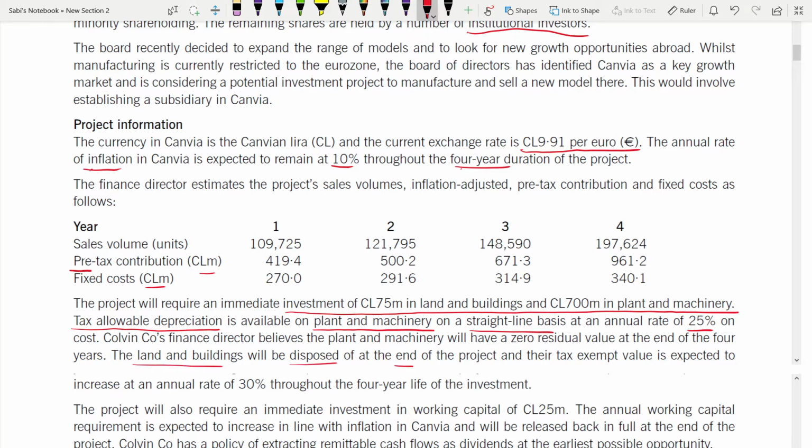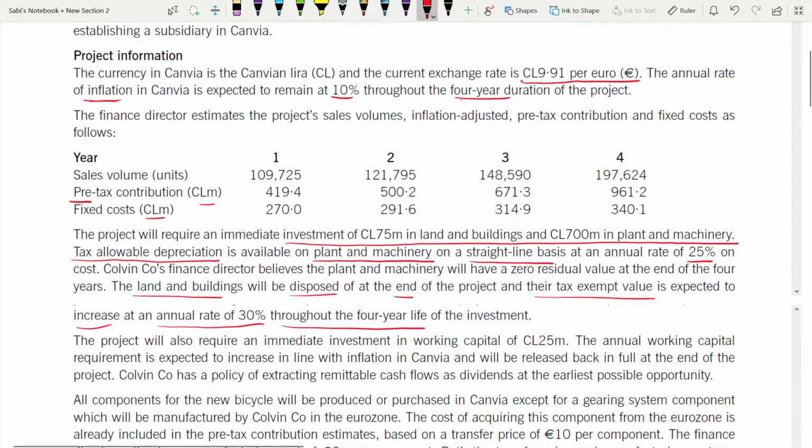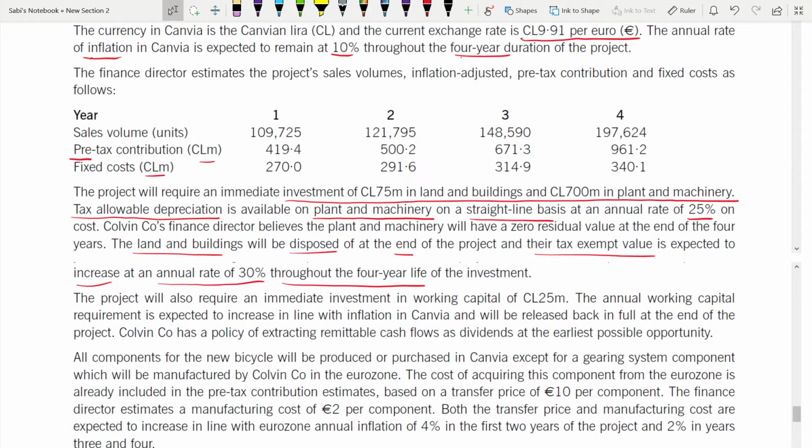That means fourth year. So what happens because of that sale? Of course, you are going to get a disposal value. And their tax exempt value is expected to increase at an annual rate of 30% throughout the 4-year life of the investment. This I will explain when we do the calculation. Through calculation we'll explain, because if I tell you otherwise you will not understand.